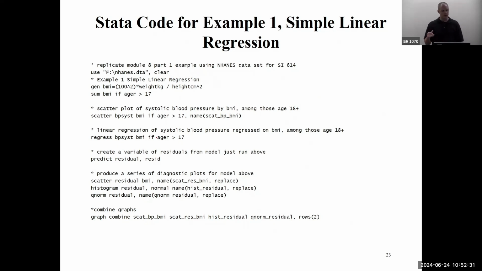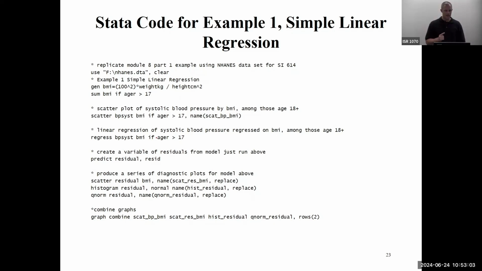All right, I'm also making a histogram of those saved residuals. I'm adding a normal density curve to that histogram, and then I'm naming that hist residual. Okay, hint, hint for the homework. There's a reason I included that. All right, then I'm using Q norm, that's a normal QQ plot of that residual variable, giving that a different name so I can refer back to that plot.